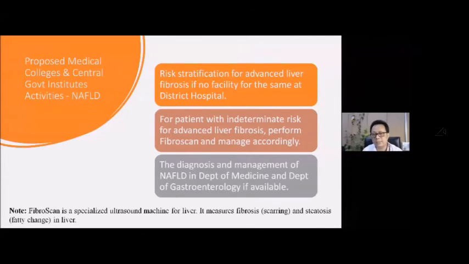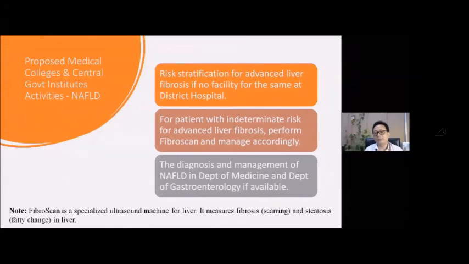So we need further risk stratification of the advanced liver fibrosis. If there were no facility in the district hospital from where they have been referred, and for patients with intermediate risk, we can now perform the fibroscan. So what we mean to say is, if there is a medical officer in that particular district, we need not build the capacity of the district hospital, rather build the capacity of the medical college with fibroscan, etc. So the choice is with the state government, which facility they should, and they will be easily able to develop for the diagnosis and management of NAFLD.